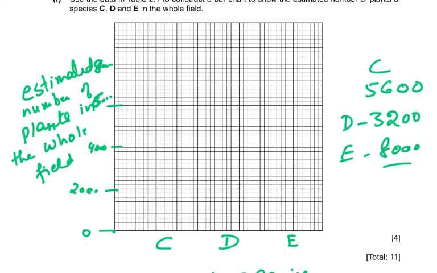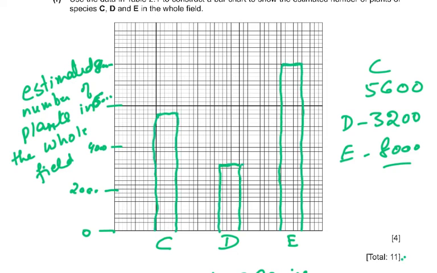Maybe you could have done something else, but no, I don't think you could have. But don't come up with weird things like 1600 or 1400. Make it clear: 2000, 4000, 6000, 8000. Now, C was 5600. So let's start plotting it now.